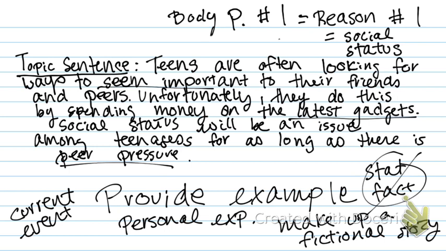What I'm begging you not to do is make up a stat or a fact, right? You can't say 30% of teens have a new iPhone by the time they're 6 years old. Okay, that's obviously incorrect. Don't make it up. Just don't do it.